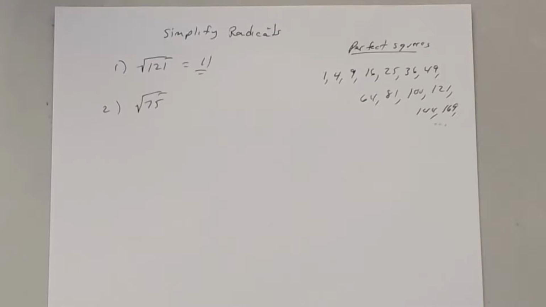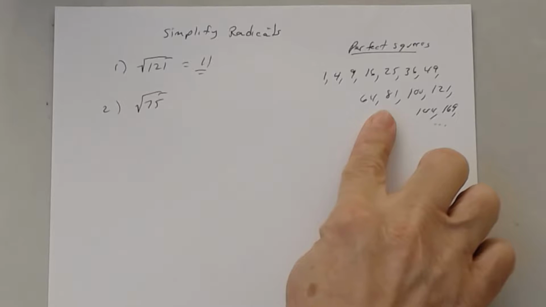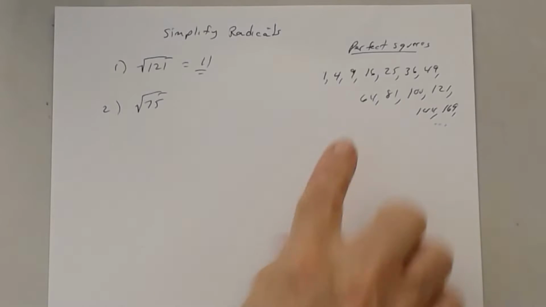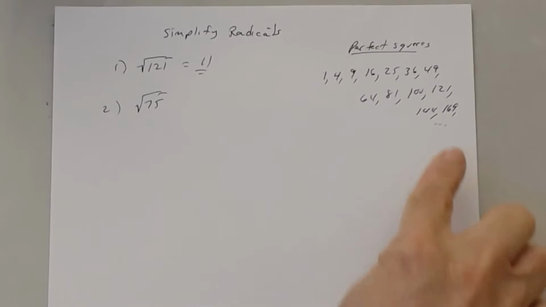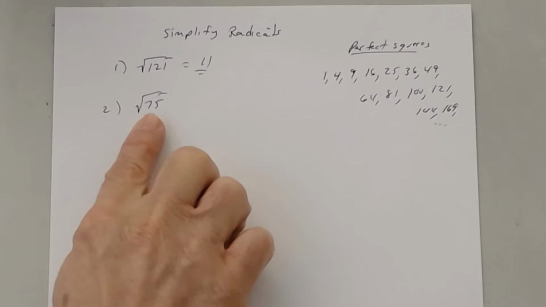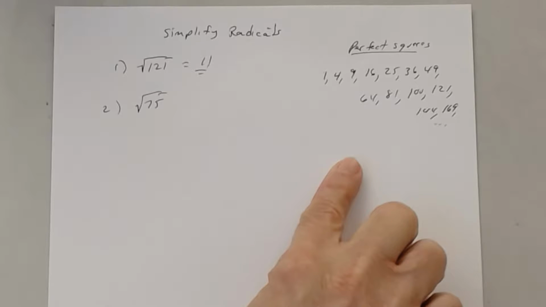Again, you want to ask yourself, is 75 a perfect square? No. But to simplify, here's your thought process. I'm taking a square root, so you'll be looking for perfect squares. Is there a perfect square other than 1, because 1 goes into every number? Is there a perfect square listed here, and there are an infinite number of those, it doesn't just stop at 169, that goes into 75? And you always want to use the largest.